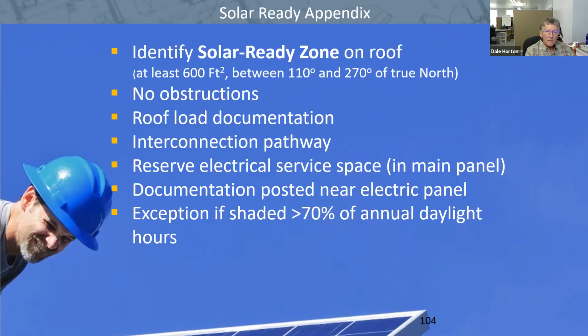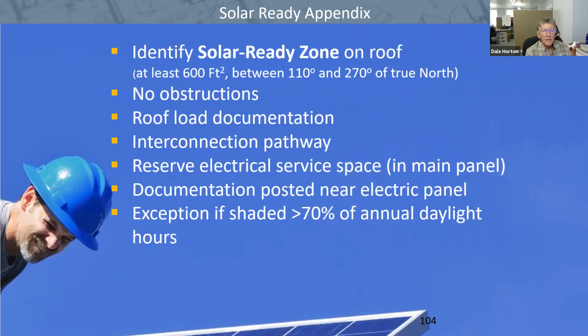No obstructions. You need to make sure that the roof is, from a structural point of view, capable of handling a solar collector system. You have an interconnection pathway from the solar system to wherever in the building it needs to connect to the electrical system. And then you have to reserve electrical space in the main panel for the addition of the future photovoltaic panel. And you have to document that all this exists near the electric panel.